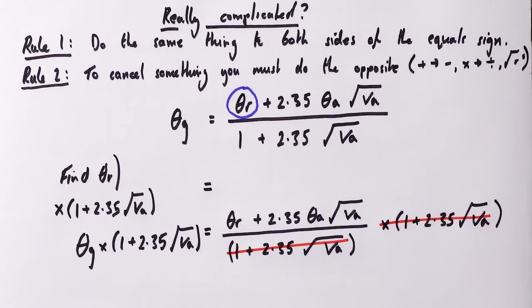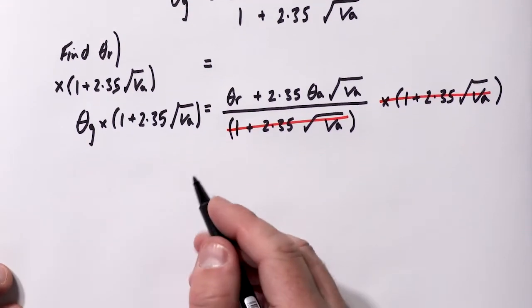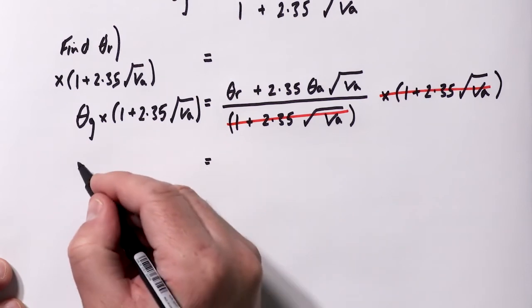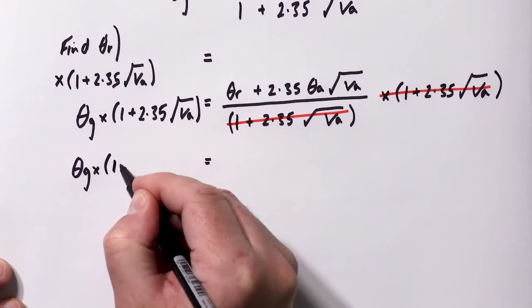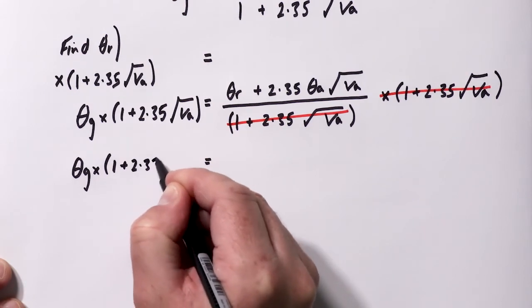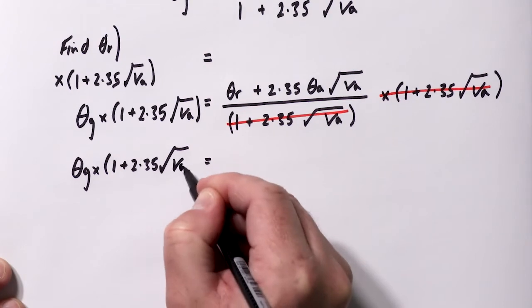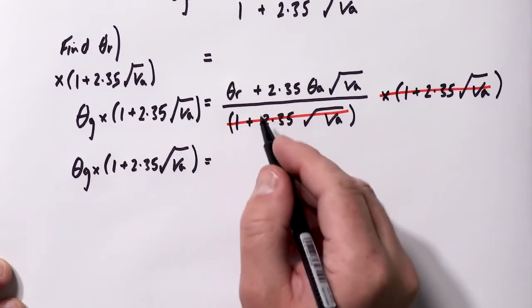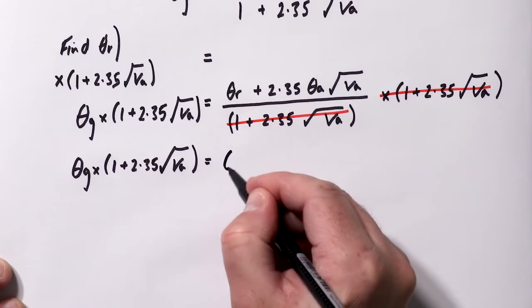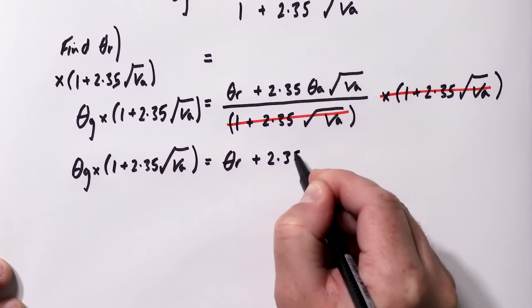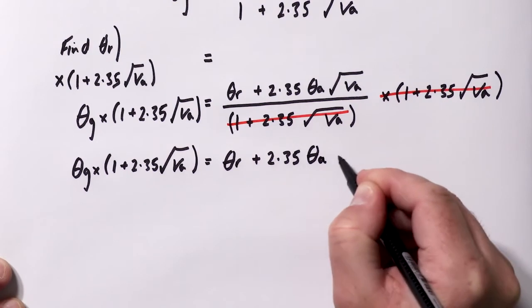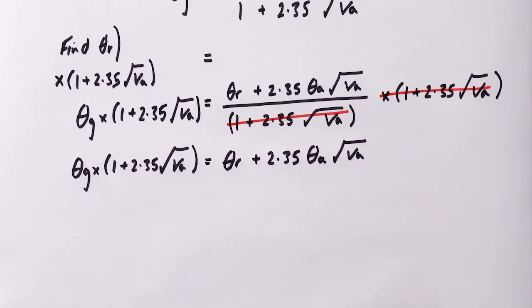So now let's take a moment to draw what we have left over. Putting in my equal sign, we now have the thingy G measurement times 1 plus 2.35 square root VA. And now, because these two pieces are cancelled out, we've only got thingy r plus 2.35 a. So look, we're on our way. We're on our way to finding that.